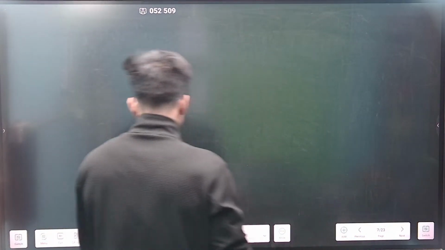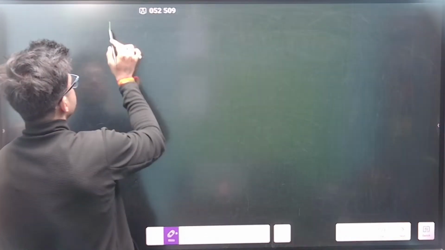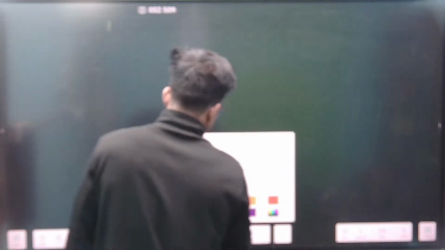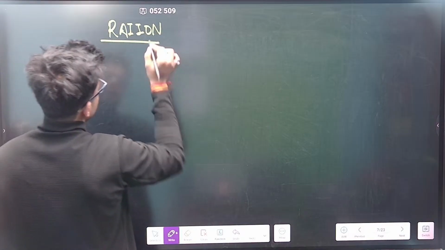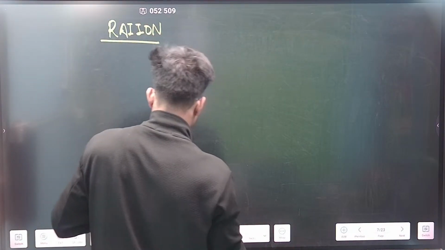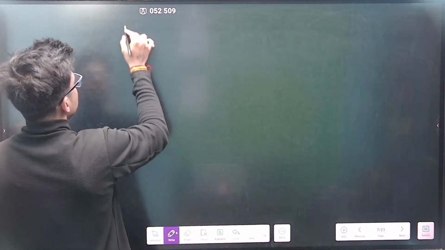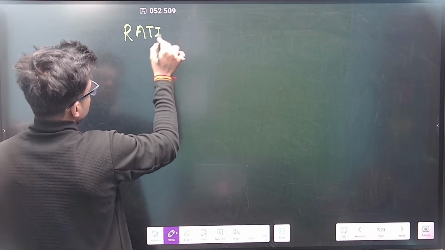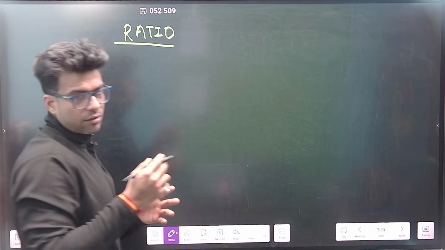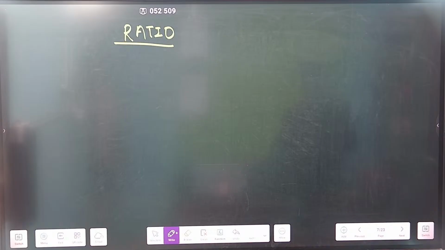Now, let us come to the second part. Second part is basically ratio. I will start with ratio. Again, I would say that ratio is a pillar of understanding quantitative aptitude. This is basically a pillar. Okay. What kind of question is asked from ratios?